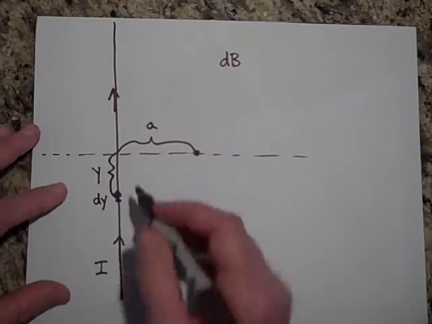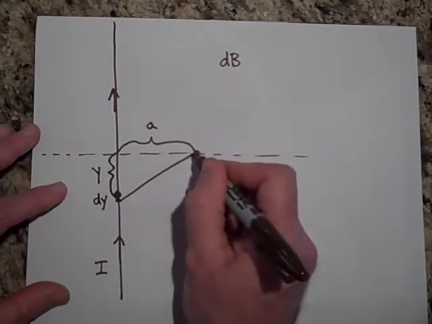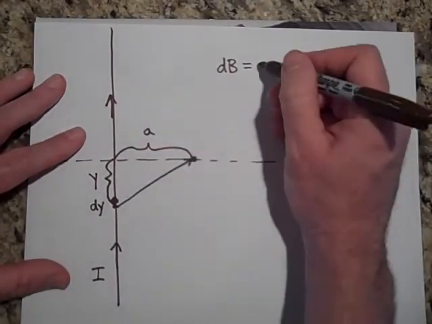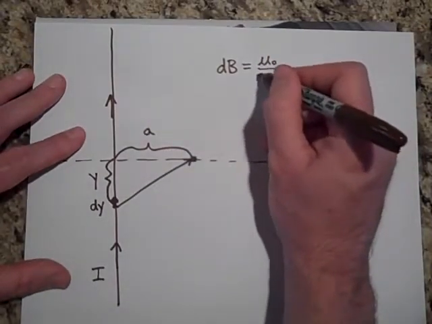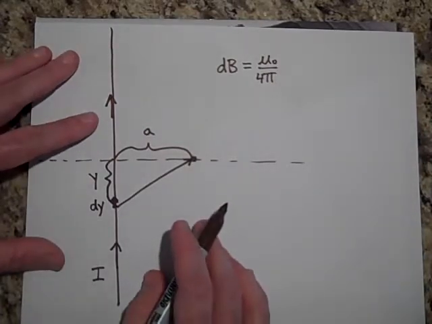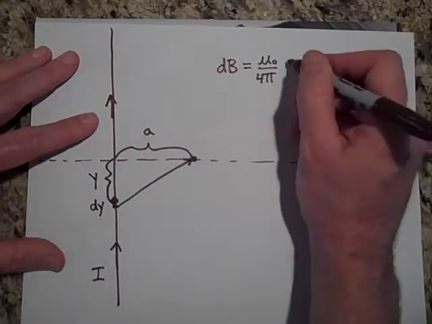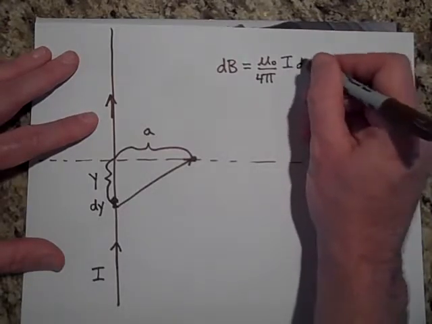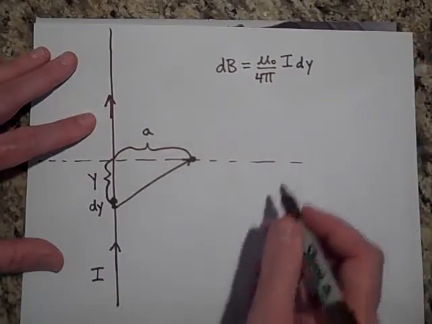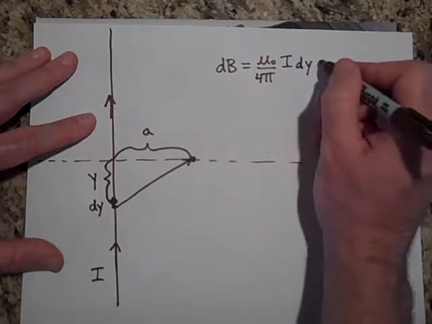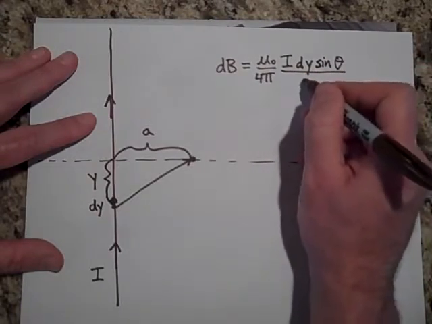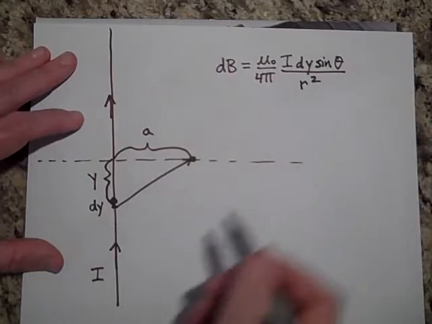Well, the r is this vector. And so to get the field due to that, it's going to be mu naught over 4 pi, just a constant, times I times dl, but I changed the dl to dy since it's in the y direction. I times dy times the sine of theta, all over r squared.